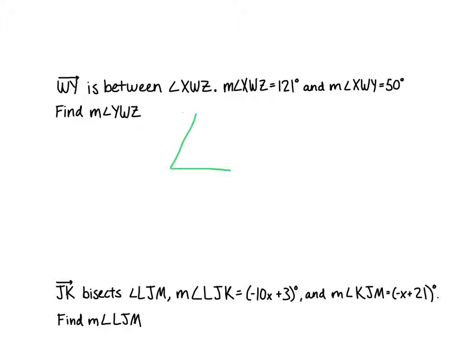So we have angle XWZ and WY is in between. So XWZ, now we're talking about the whole angle here, is 121. And XWY, so the blue angle, is equal to 50. So how would we find YWZ?